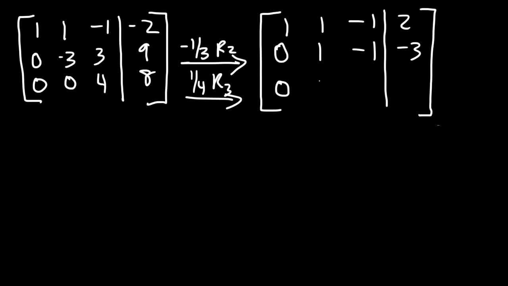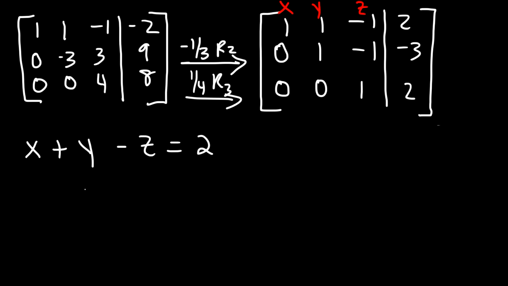Now, 4 times 1/4 is 1. And 8 times 1/4 is 2. So now what we need to do is convert this back into a system of linear equations. Column 1 is the coefficients for x. This is for y and z. So the first equation is x plus 1y minus 1z is equal to 2. The second one is 1y minus 1z is equal to negative 3. And the last one is 1x is equal to 2.